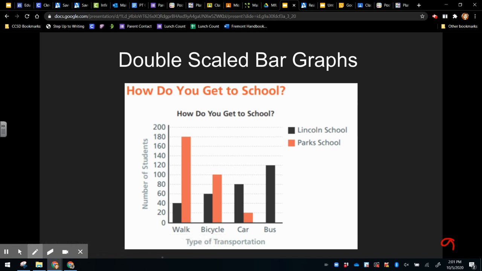Type of transportation. Yep. Then these numbers. Whoa, these numbers are 0, 20, 40, 60, 80. Okay, and those are talking about the number of students. And I know that by looking at the label. So what does this first black bar show us? It's talking about Lincoln School and how many students walk. And it goes right to that 40 line. So 40 students walk to school to get to Lincoln School.